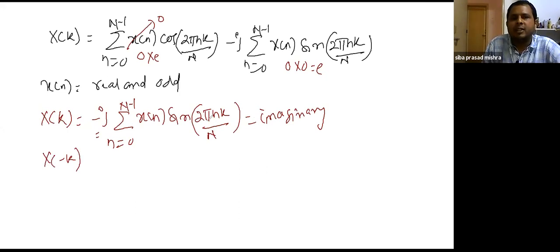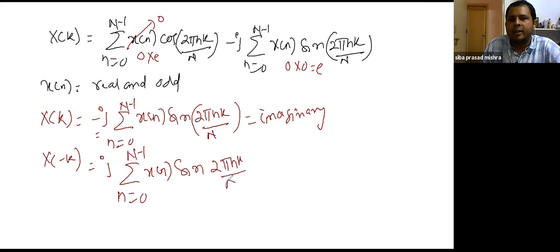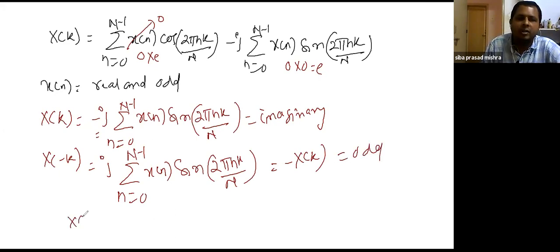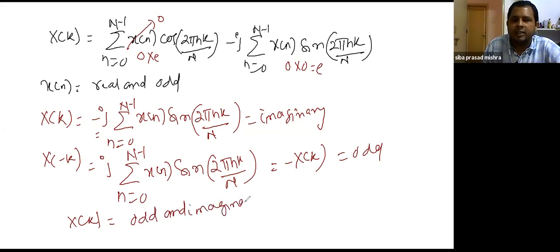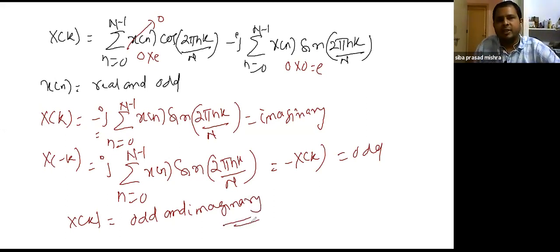Okay, now sin is present, sin of minus k is minus sin k, so obviously what will we get? It is j summation of n 0 to n minus 1 x of n sin of 2 pi nk by n, that is minus x of k, that is your odd, yes or not? So what is the conclusion? The conclusion is x of k is odd and imaginary. X of k is odd and imaginary.